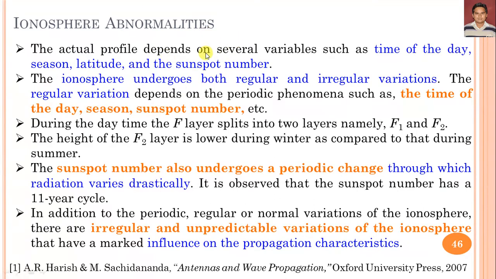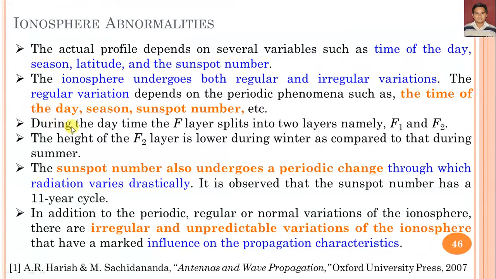The actual profile depends on several variables such as time of the day, season, as we have discussed winter and summer season, latitude, height from the surface of the earth, and the sunspot number. The ionosphere undergoes both regular and irregular variation. The regular variation depends on the periodic phenomena such as time of the day, season, sunspot number. These are the periodic phenomena, and then it occurs during a specific period of cycles.